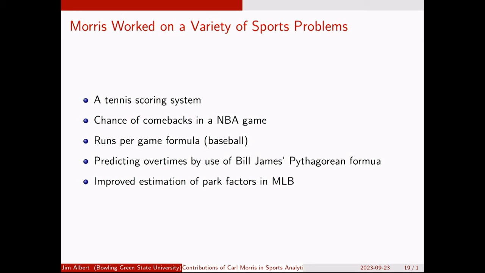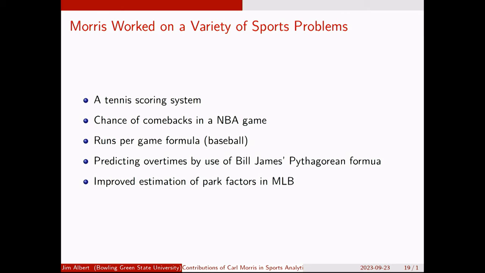He talked about NBA games, where there are a lot of hills and valleys, momentum shifts, and he computed the probability of a comeback in a game. Carl had his own formula for how you evaluate a player in terms of runs per game. So you could basically ask, if you had nine Roberto Clementes on your team, how many runs would you score?